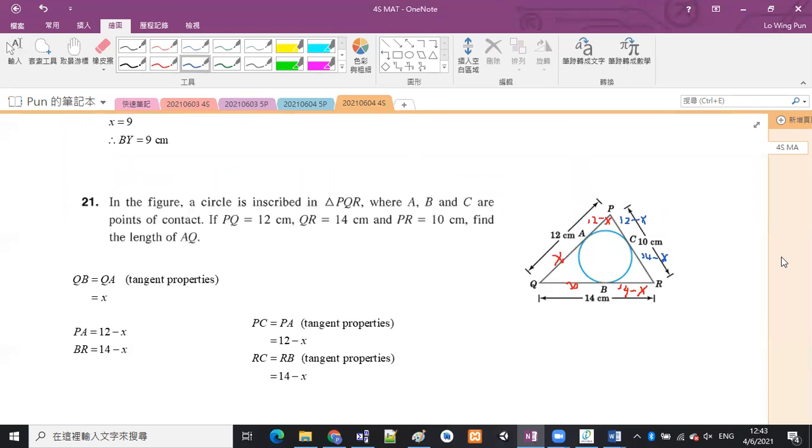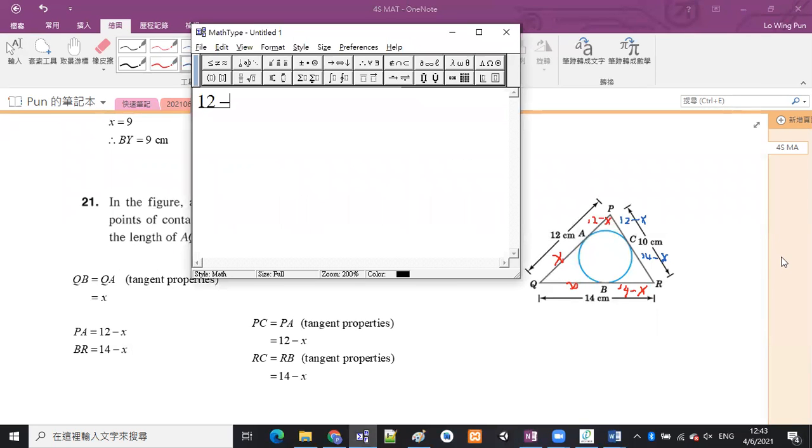But it is given that PR is equal to 10 cm. So I can set up an equation to relate them together. 12 minus X plus 14 minus X should be equal to 10. Okay? And we have 26 minus 2X equals 10. So 16 is equal to 2X and X is 8. Therefore, the required length, that is AQ, is equal to 8, and the unit is cm.